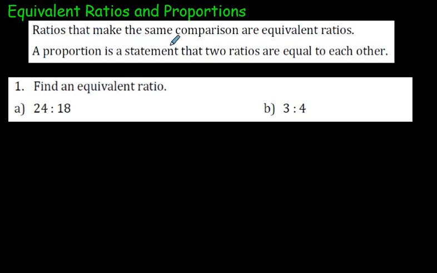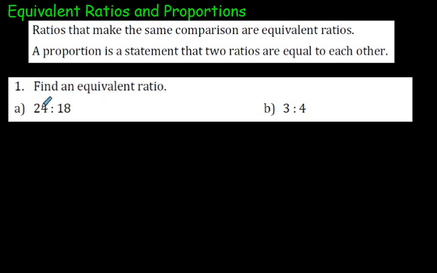A ratio that makes the same comparison are called equivalent ratios. A proportion is a statement that two ratios are equal to each other. Okay, well, that may be confusing, so don't worry about that. Let's go down here and look at this. It says find an equivalent ratio. When something is equivalent, it just means it's the same.